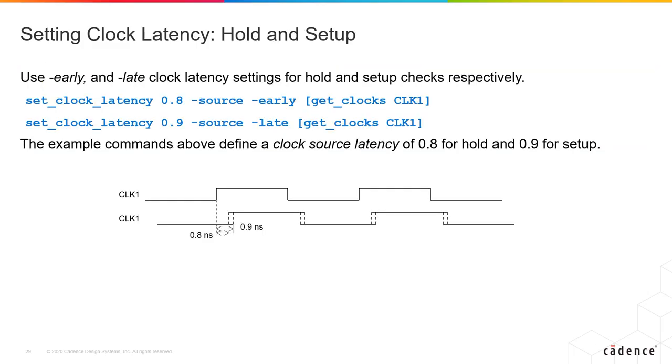You can define different clock latencies for transition times using the early and late options, where early relates to hold and late relates to setup. When you define clock latency, if you want to model the real nature of a clock, you're setting the latency transition time, that is the source latency and latency to the ideal clock.